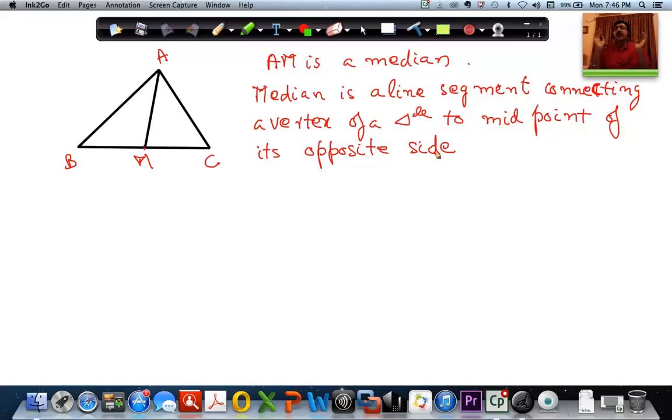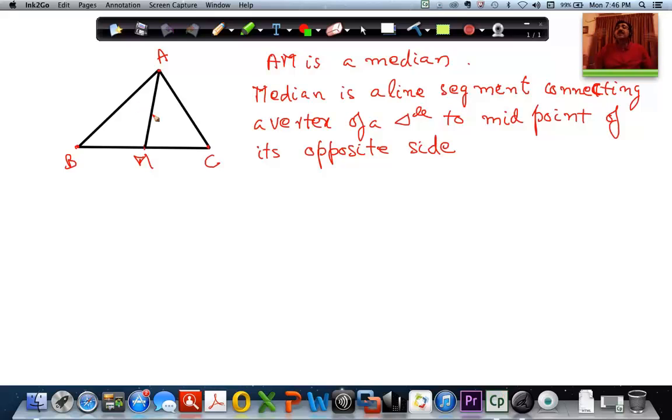That is what a median is. So here, if you look at the median, it is connecting the vertex A with the midpoint of the opposite side, which is BC. The midpoint is M. So this is AM. In fact, like that, I can draw three medians, right? I can draw a median from this vertex, from this vertex, and from this vertex, which joins the midpoint of the opposite side.